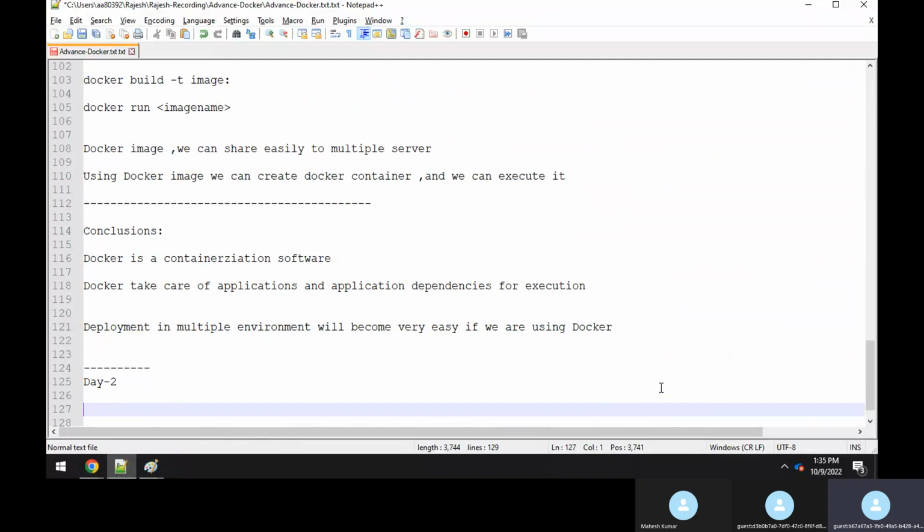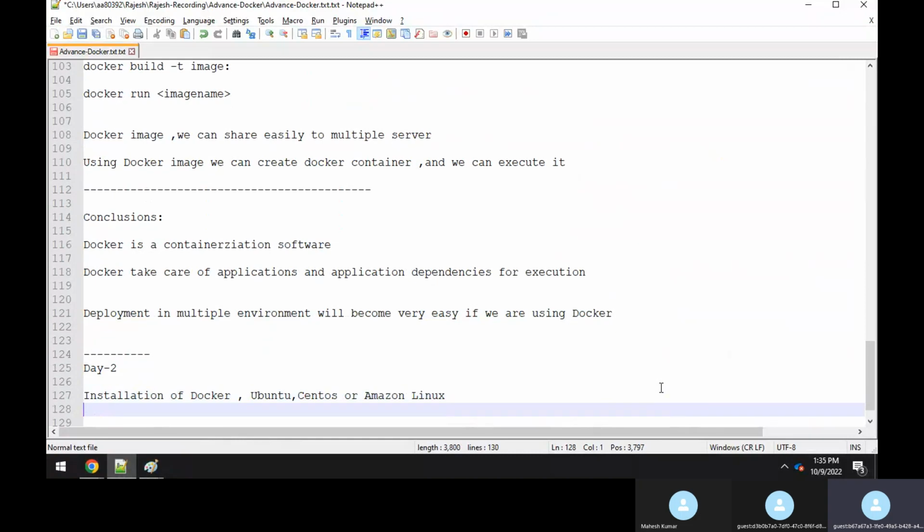I'll be covering the different installations, how to install Docker. You can install Docker in Ubuntu, in CentOS, or even in Amazon Linux. Anywhere you can install it, you need a machine, right? Then we will get into more detail about how exactly Docker works internally. This is what we had missed in our previous playlist. We didn't cover how exactly Docker works internally.